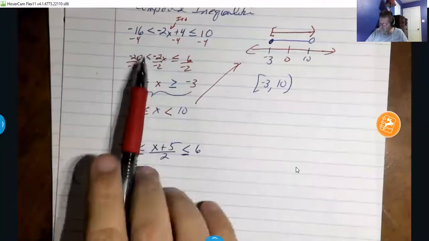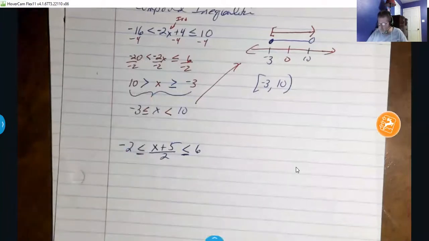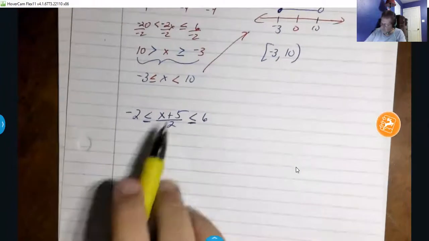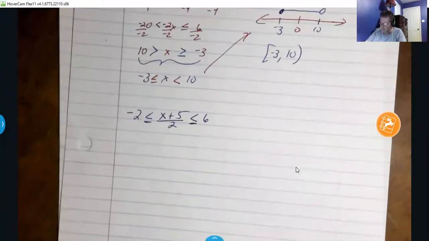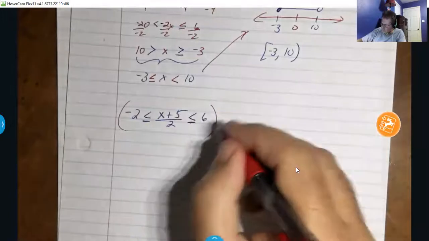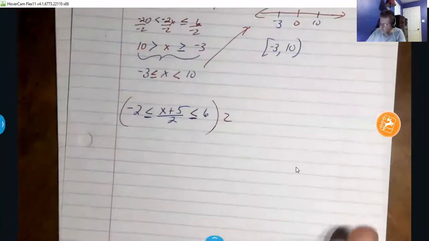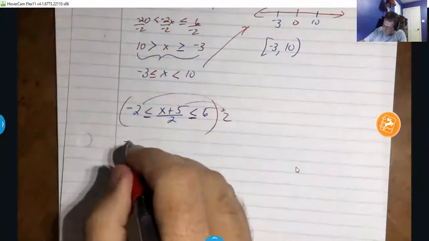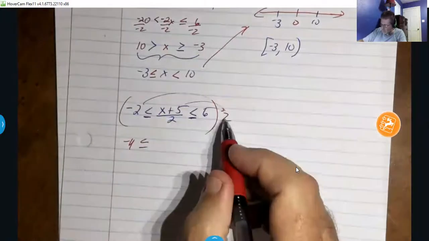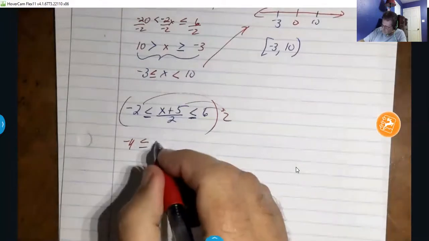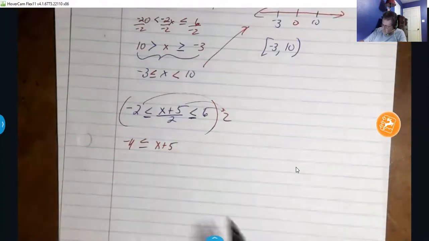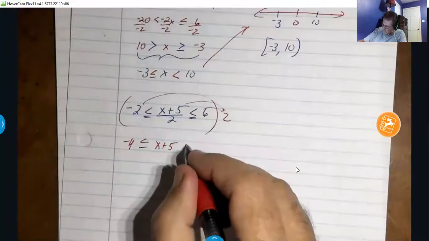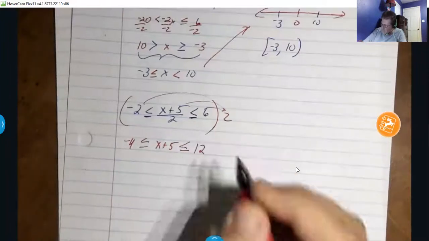So if you happen to have a negative in the middle, you multiply everything by the negative 2 or divide by negative 2. Make sure you split the symbol. All right, so let's look at this last one. I got a fraction here, so I want to get rid of that 2 first. So the first thing I want to do is multiply everything by 2. Same rule, I do everything, but everything gets multiplied by 2. Well, the left becomes negative 4, but I multiplied by a positive 2, so I don't flip it. The middle becomes just x plus 5 because it had the fraction, and then the end is at 12.